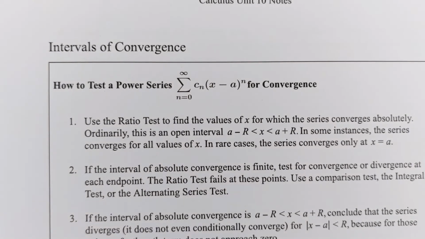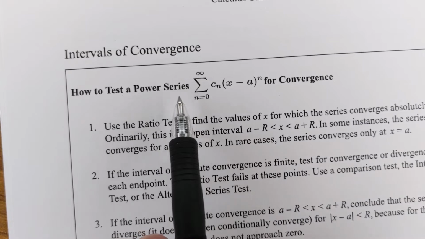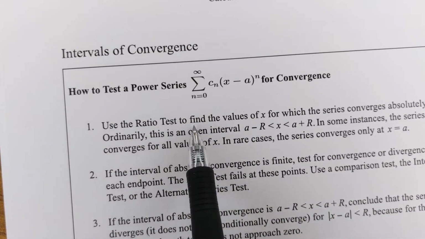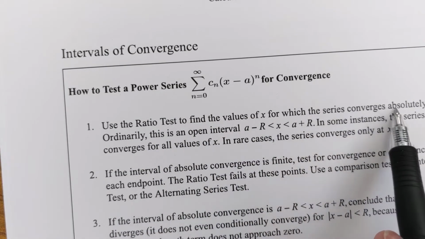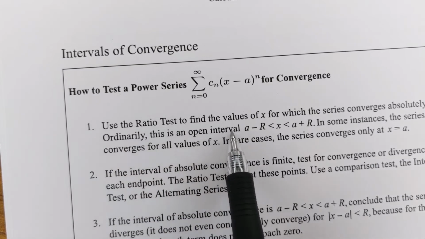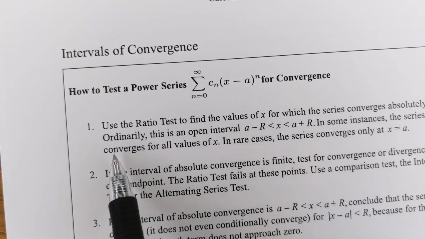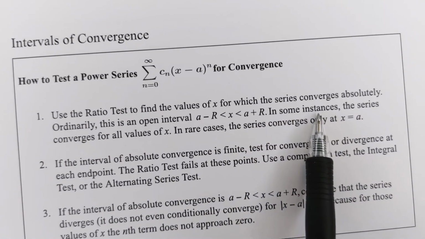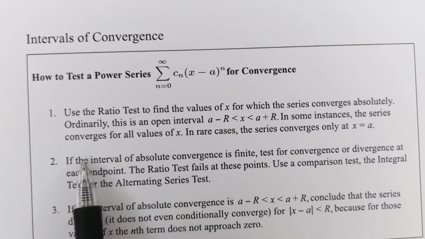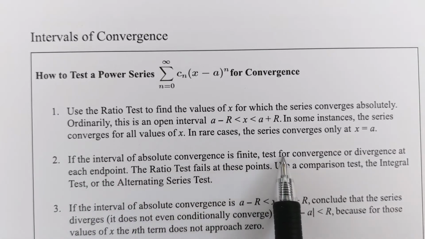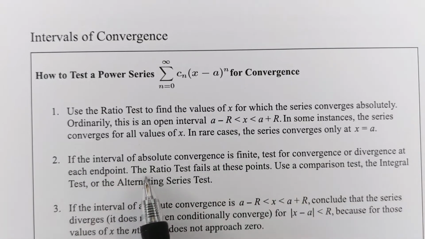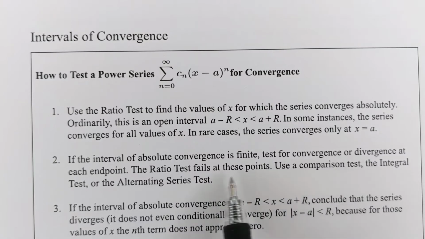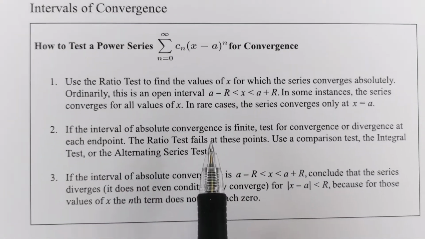Okay, intervals of convergence. How to test a power series for convergence. Use the ratio test to find the values of x where the series converges absolutely. Ordinarily, this is an open interval. In some instances, the series converges for all values of x. In rare cases, the series converges only at x equals a. If the interval of absolute convergence is finite, test for convergence or divergence at each endpoint. The ratio test fails at these points. Use a comparison test, the integral test, or the alternating series test.